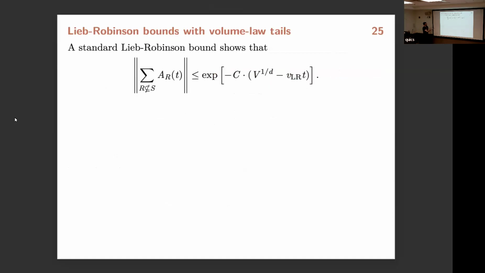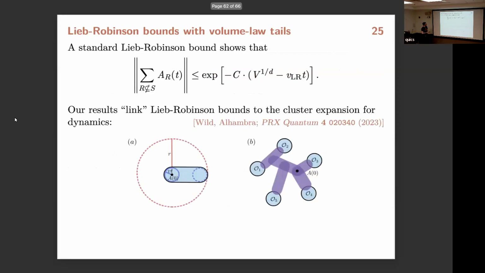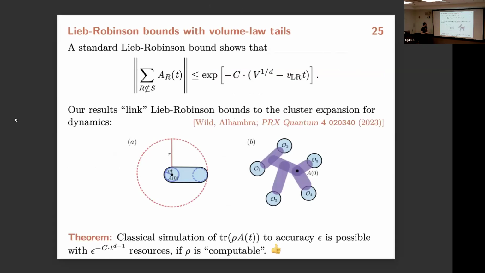The tail bound is much better than you would have in an ordinary method, where you would just get V to the 1 over D. Let me mention that this allows us to prove theorems on the classical simulatability of quantum dynamics. In particular, if you want to do simulations to some finite time t, with a guarantee on the accuracy epsilon, this can be done using memory polynomial in epsilon on your classical computer, which is a major improvement over known results.